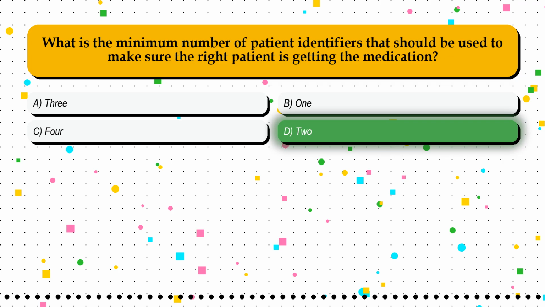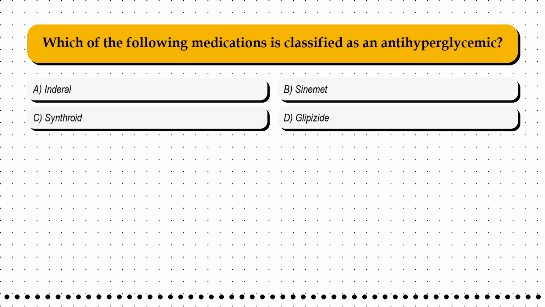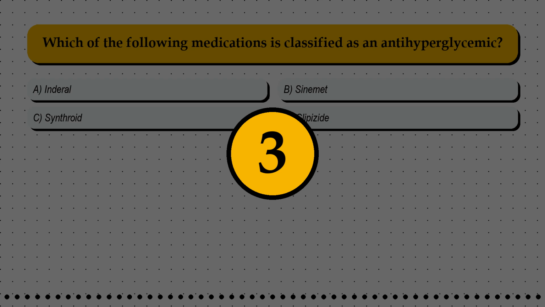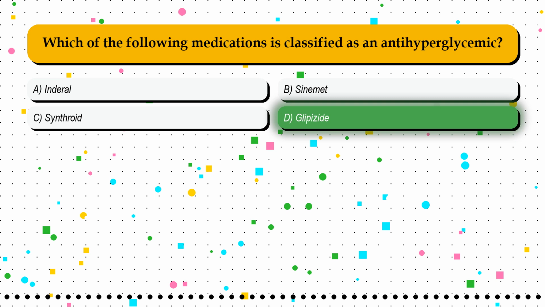The correct answer is option D, 2. Question 316. Which of the following medications is classified as an anti-hyperglycemic? Option A, Inderal. Option B, Sinemet. Option C, Synthroid. Option D, glipizide. The correct answer is option D, glipizide.